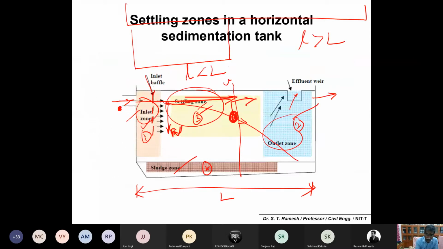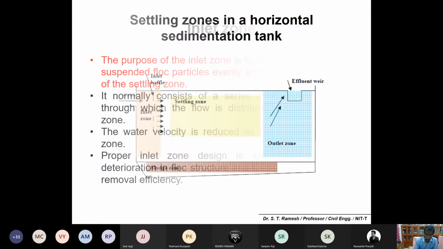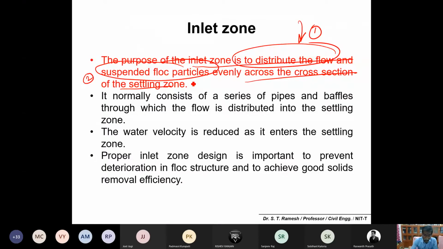Now you could understand better the role of the inlet zone. If I allow the incoming water with a higher velocity, the particles will be taken away along with the direction of the water, and may not have sufficient time to settle or to go into the storage or sludge zone. So the primary objective is to reduce the velocity, and at the same time distribute whatever solids are coming in, spread throughout the entire segment of your settling zone. For that you have to plan the inlet zones, to distribute the flow and suspended solids.